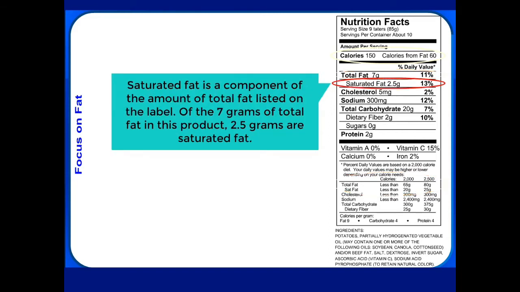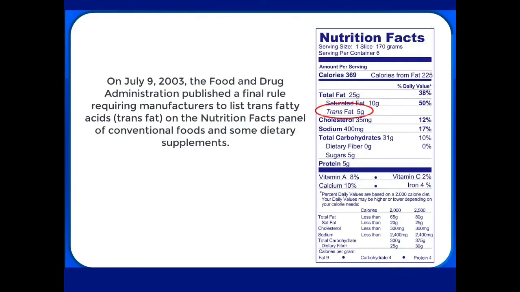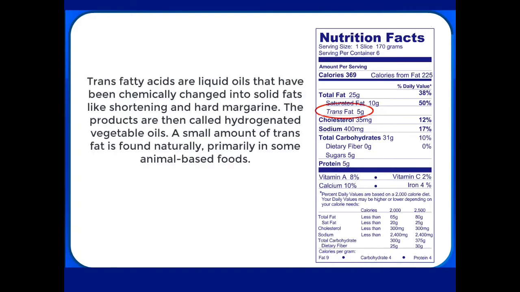Saturated fat is a component of the amount of total fat listed on the label. Of the 7 grams of total fat in this product, 2.5 grams are saturated fat. On July 9th of 2003, the Food and Drug Administration published a final rule requiring manufacturers to list trans fatty acid, or trans fat, on the Nutrition Facts panel of conventional foods and some dietary supplements. Trans fatty acids are liquid oils that have been chemically changed into solid fats like shortening and hard margarine. The products are then called hydrogenated vegetable oils.